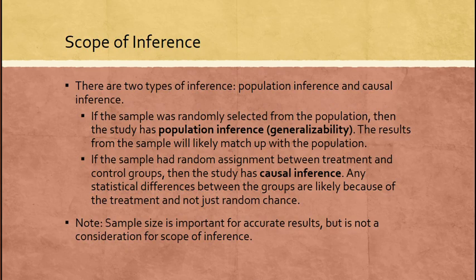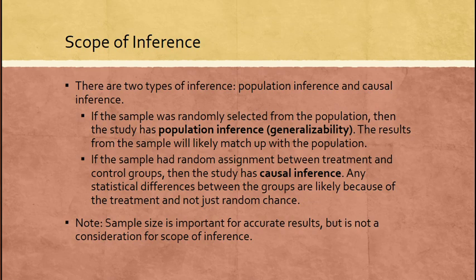The scope of inference is essentially what conclusions we can make out of the sample. And there are two basic types of inference: population inference and causal inference. The population inference, otherwise known as generalizability, can be claimed if we have random selection from the population. If the sample is then randomly assigned to treatment and control groups, then we can talk about causal inference.